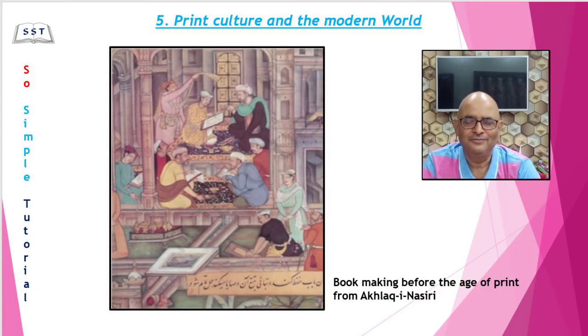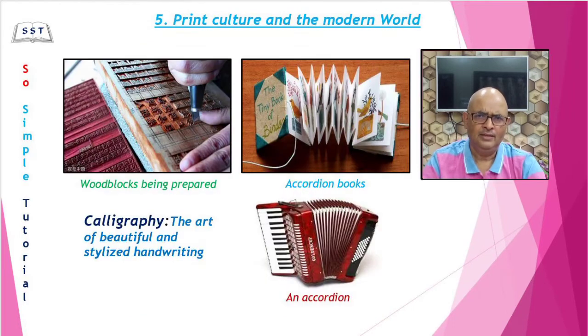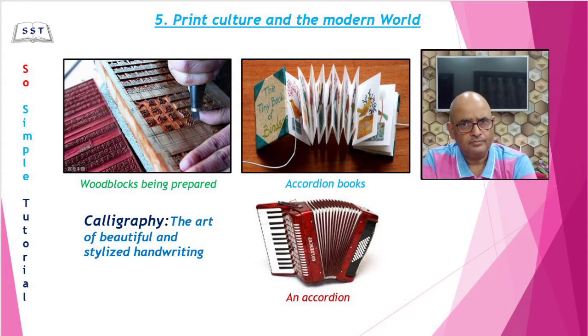Look at this figure, figure 1. Bookmaking before the age of print, from Akhlaq-e Nasiri 1595. This is a royal workshop in the 16th century, much before printing began in India. Here you can see that the text is being dictated, written and illustrated. The art of writing and illustrating by hand was important in the age before print. Let us now begin our session with Unit 1, the first printed books.